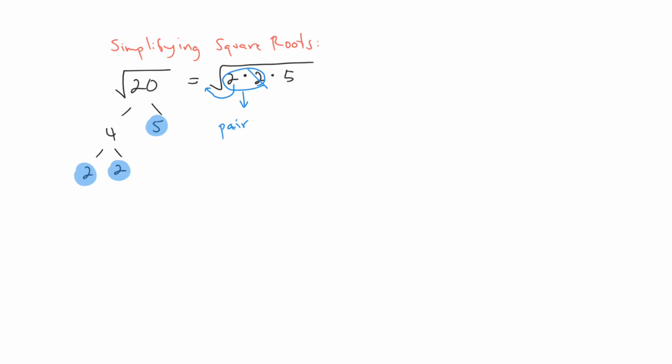So I have a pair of 2s. One of them gets canceled. The other one comes out. So I have a 2 on the outside. And this gets multiplied because, again, the operation on the inside was multiplication. And so when we bring it out, it remains multiplication. 2 times the square root of 5. And this right here is our exact answer.